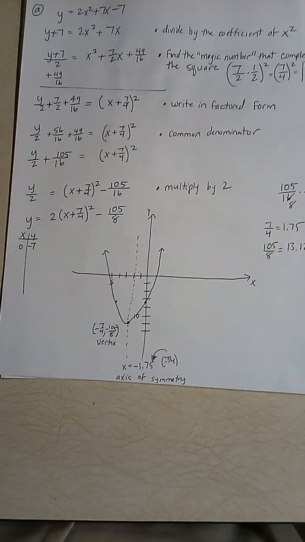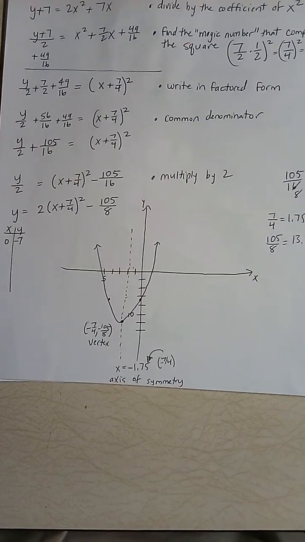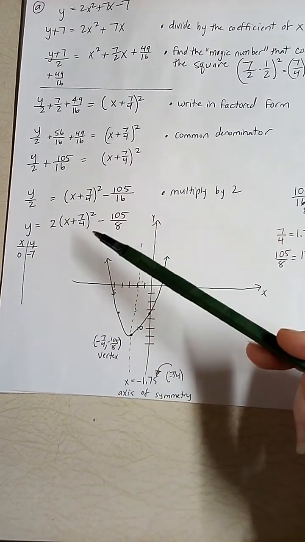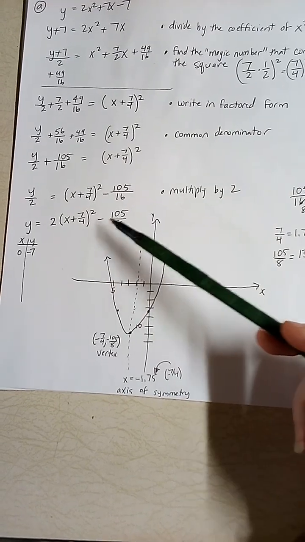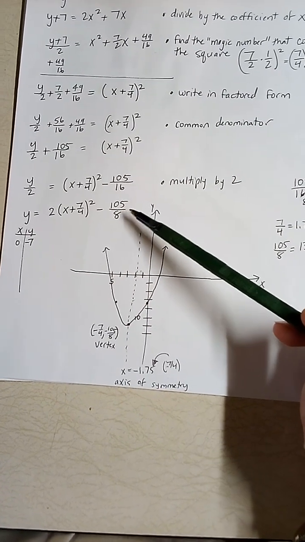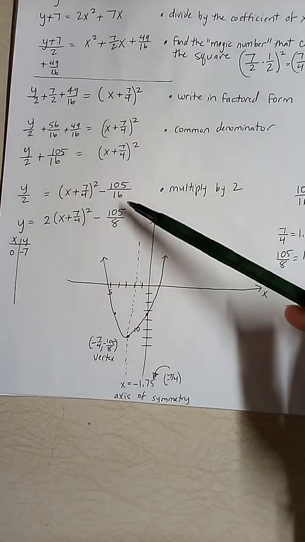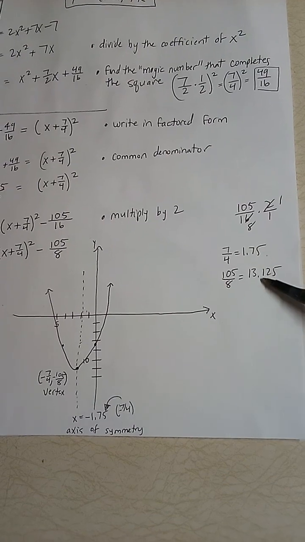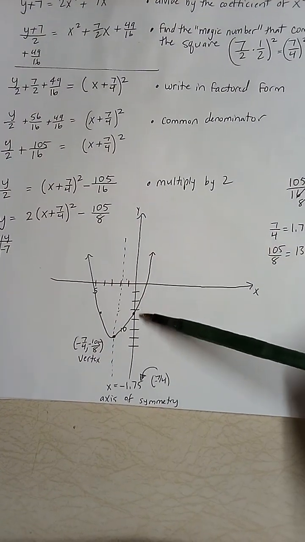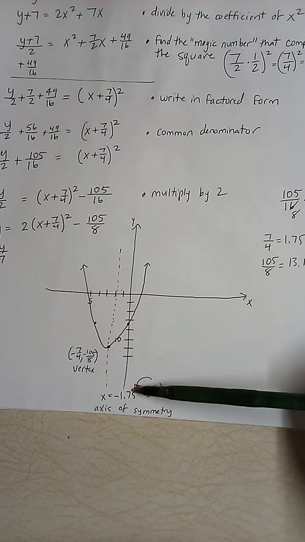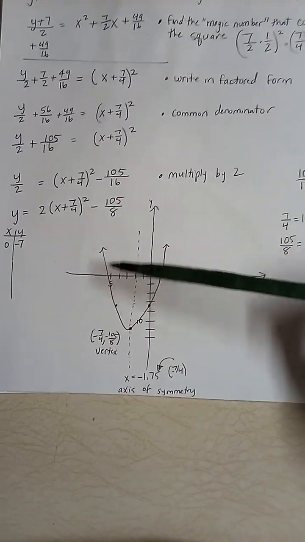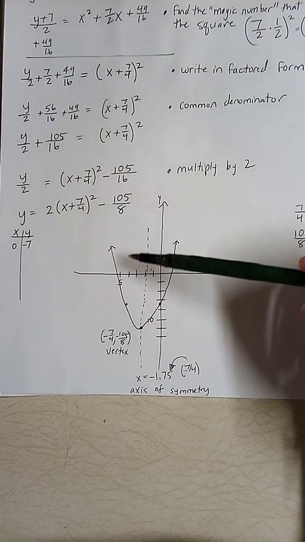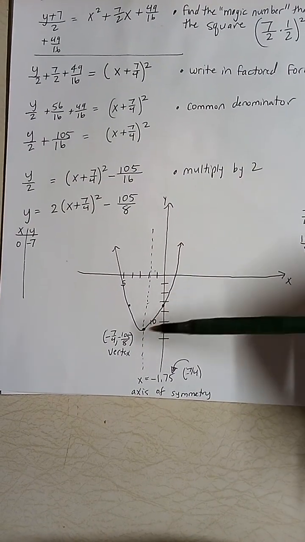Okay, so now it's in graphing form, and I need to graph it. So I'm going to use h and k for my vertex. So -7/4 and -105/8. And I used my calculator to figure out what those are as decimals. And then I had to scale my graph. So I'm counting by 5s on the y-axis. And then I see that my stretch factor is 2. So it's going to be kind of a narrow parabola.